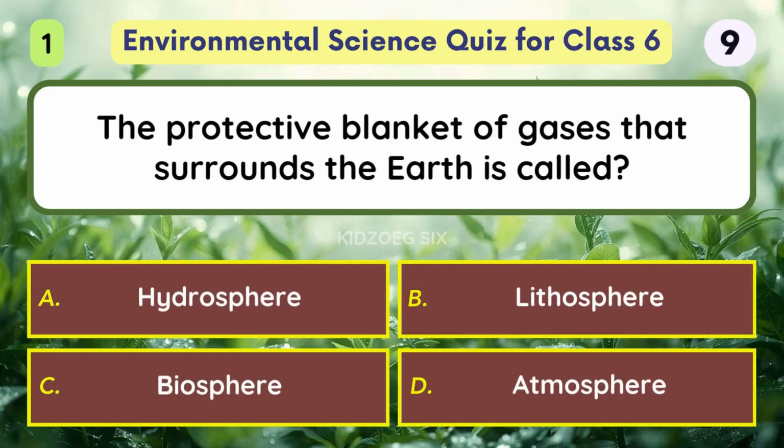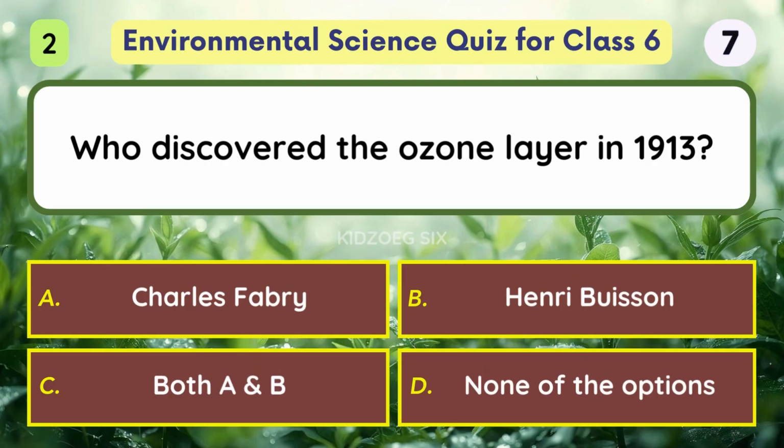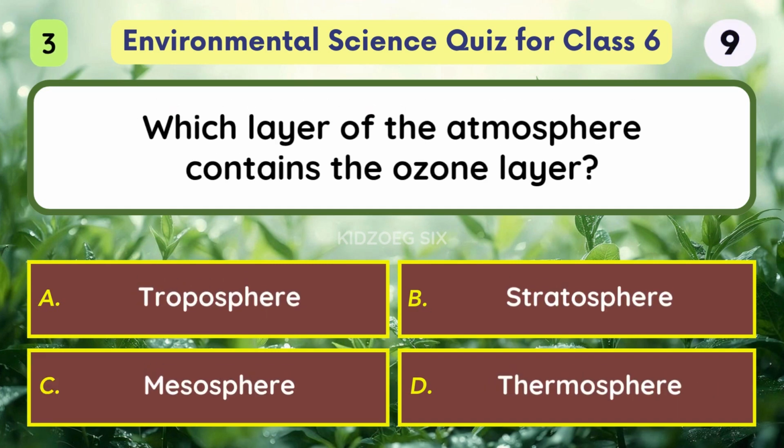The protective blanket of gases that surrounds the Earth is called. Atmosphere. Who discovered the ozone layer in 1913? Both A and B. Which layer of the atmosphere contains the ozone layer? Stratosphere.